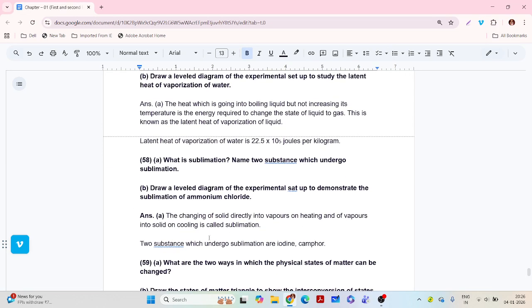What is sublimation? Name two substances. The change of solid directly into gas vapors is termed as sublimation. And two substances that undergo it are, we can say, ammonium chloride, camphor, iodine as well.